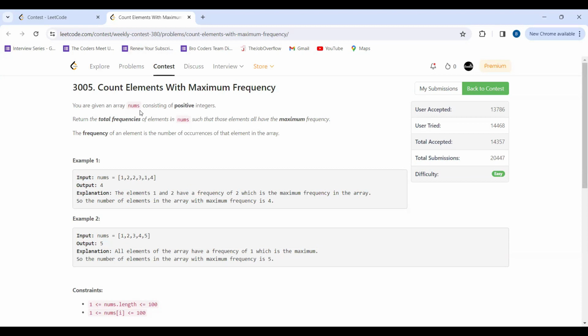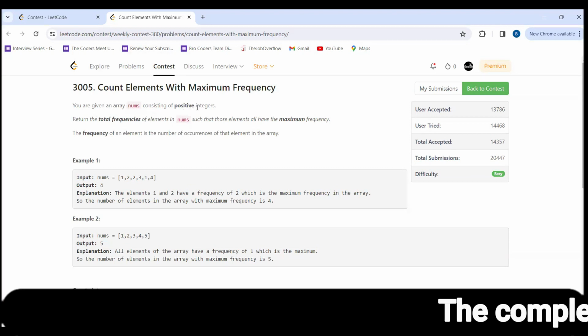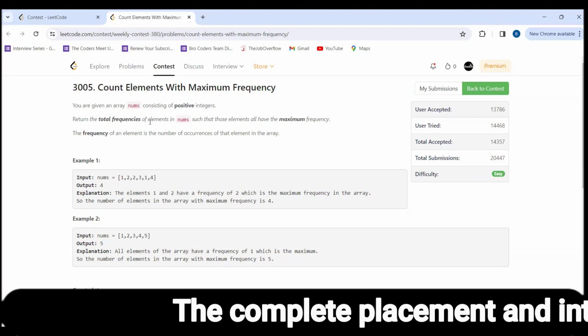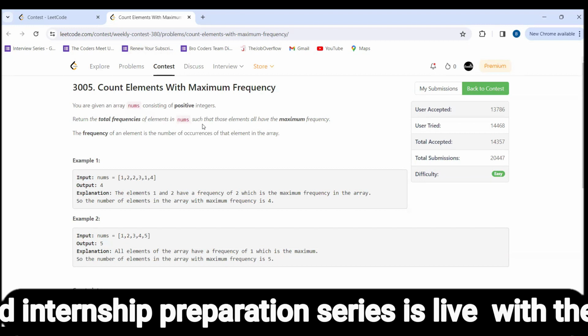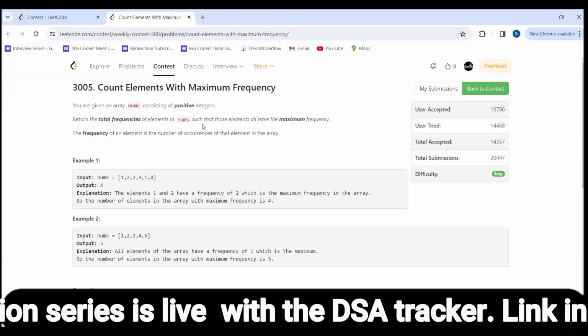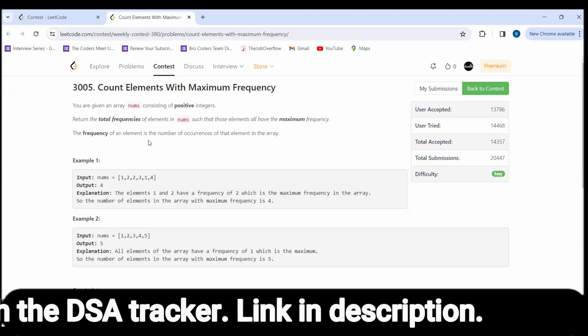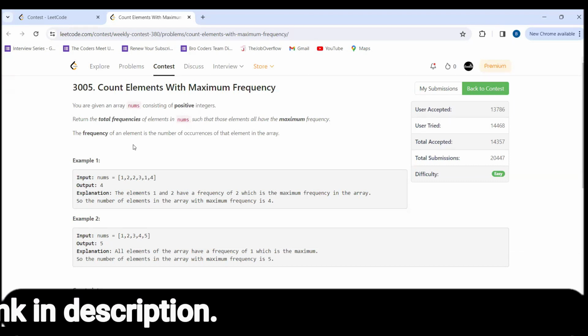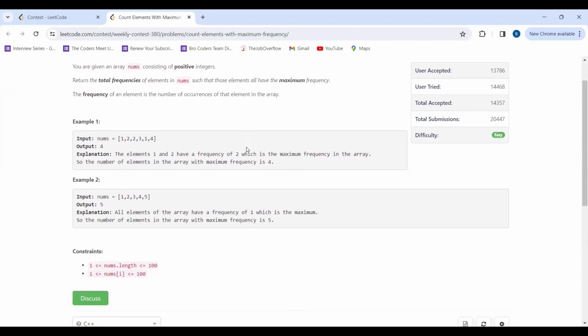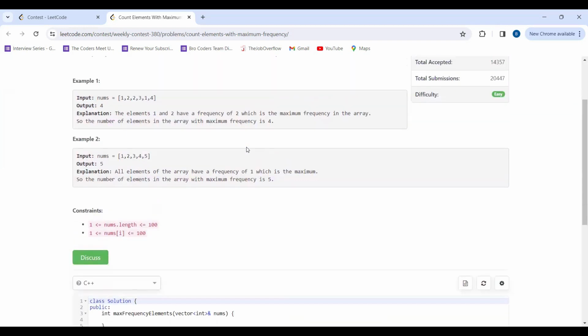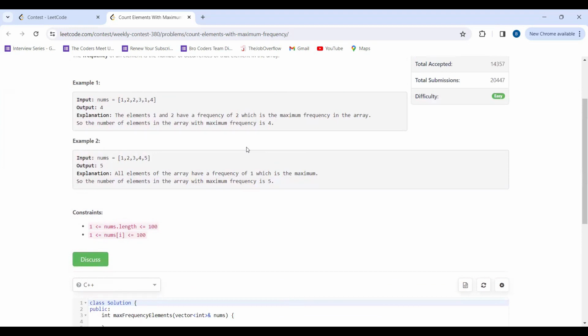You are given an array nums consisting of positive integers. Return the total frequencies of elements in nums such that those elements all have maximum frequency. The frequency of an element is the number of occurrences of that element in that array. Okay. So the question is very much straightforward.